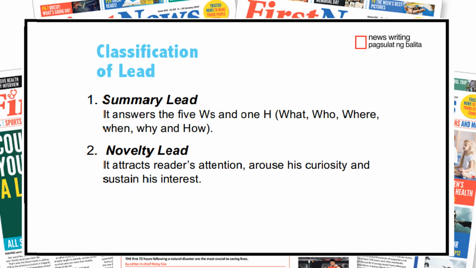Now, there are two kinds of leads in news writing. We have the summary lead and then the novelty lead. The summary lead, that's the old kind of lead, okay? It just basically answers the 5 W's and 1 H. What are these 5 W's? What, who, where, when, why, and 1 H, how.